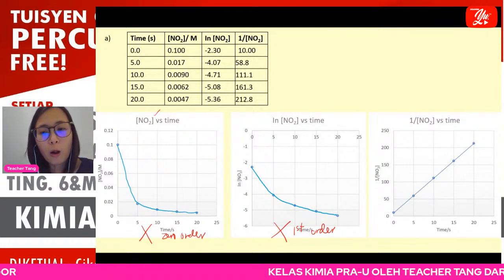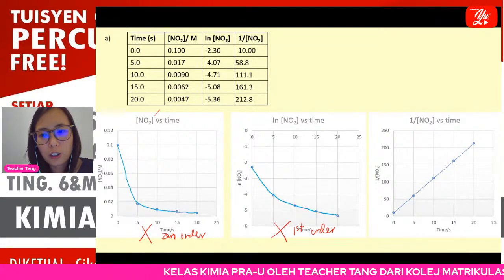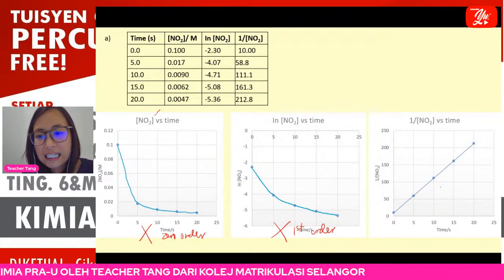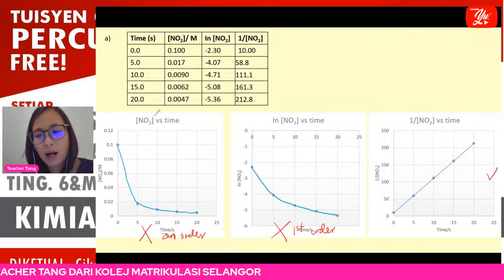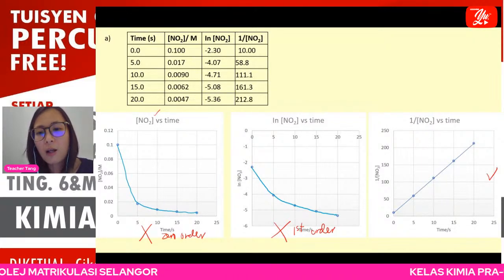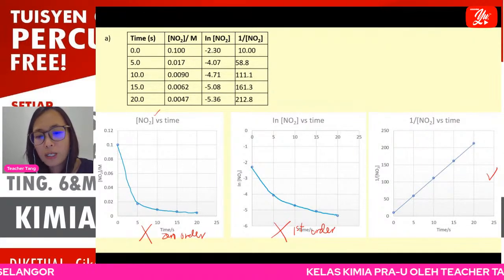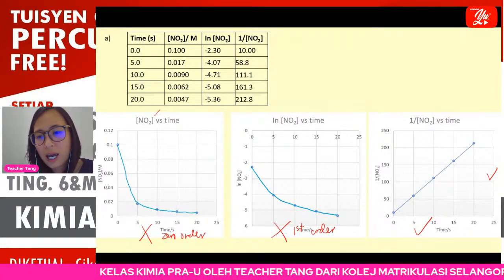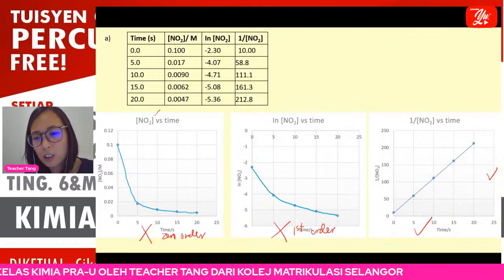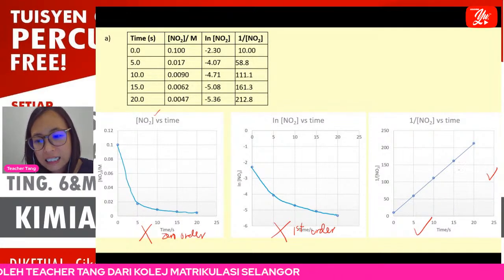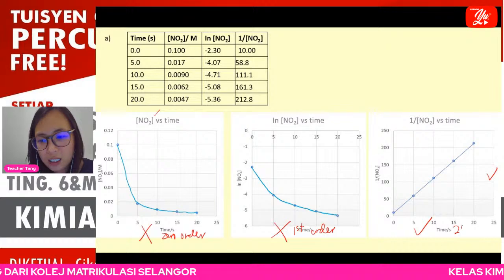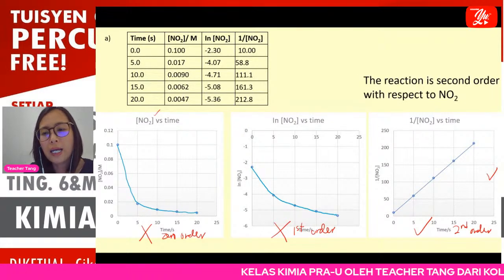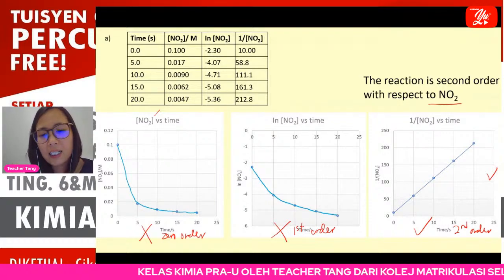So we also need to plot 1 over concentration of reactant NO2 versus time graph. And now we get a linear graph. We get a linear graph. When we get a linear graph, it basically means that the reactant is that particular order. If we get 1 over concentration of reactant versus time graph linear, it means that the reaction is second order with respect to the reactant NO2. It is second order.